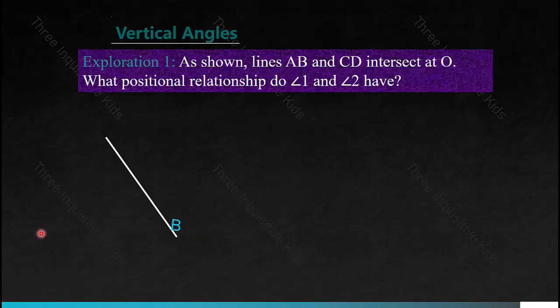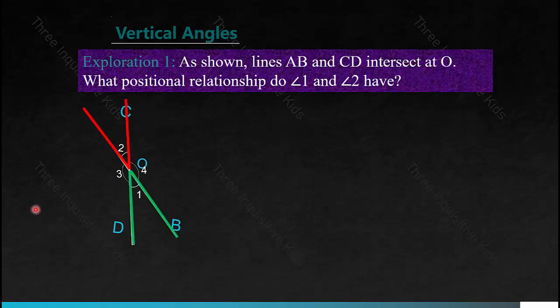Vertical angles. Exploration 1. As shown, lines AB and CD are intersecting at point O. And now, what positional relationship do you observe between angles 1 and 2? And there's also 3 and 4.